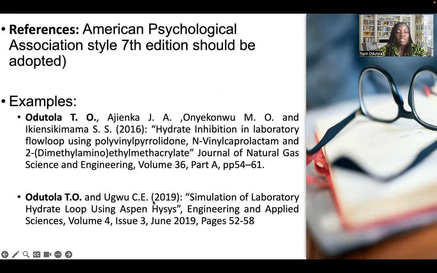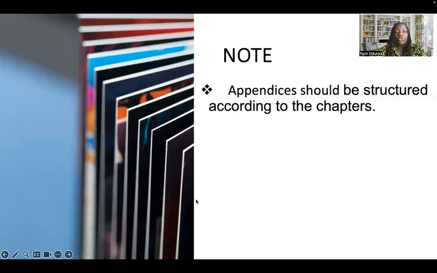Same with this. The author's name comes first. Here is a dual author, and we have the title of the article, the journal name, volume, issue, and page number. So there are some things you should note. After your references, you can now have appendices, and appendices should be structured according to chapter.